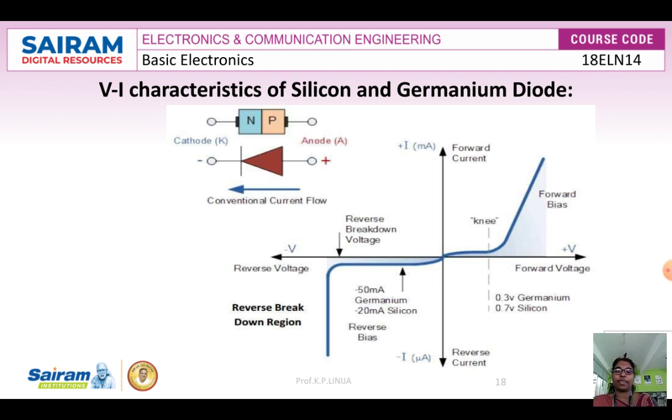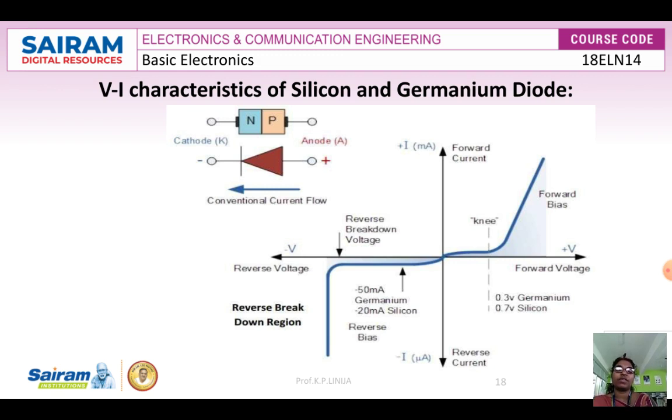Now we know how the conventional current flows. Anode is positive and cathode is negative, and an N-type semiconductor and a P-type semiconductor join together to form a PN junction diode. In this graphical representation, we can see that the y-axis is represented in terms of current and the x-axis in terms of voltage. We represent current in milliamperes, and the voltage as forward voltage as well as reverse voltage.